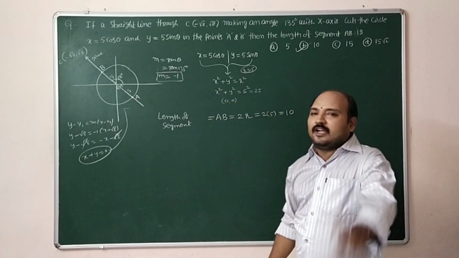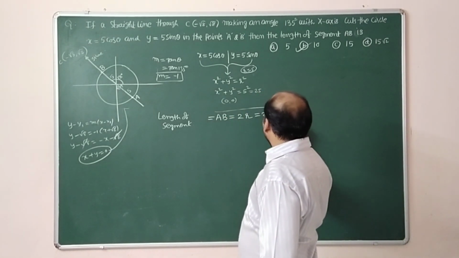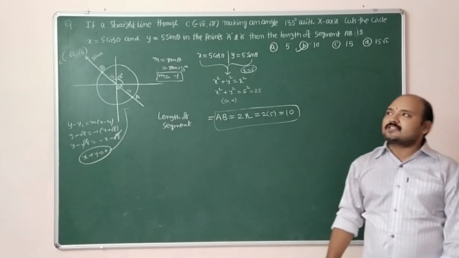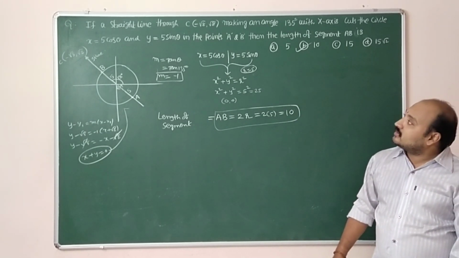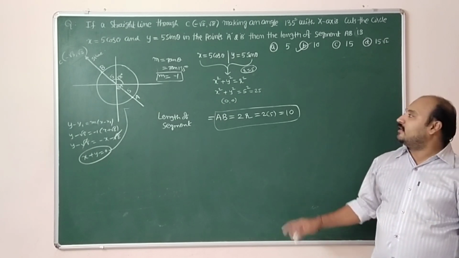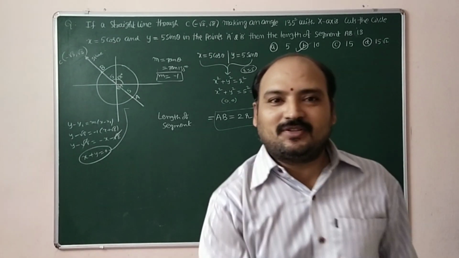So AB is absolutely a diameter. AB is equal to the diameter of the circle, x = 5 cos θ, y = 5 sin θ. So AB is equal to 10. We will move to the next question.